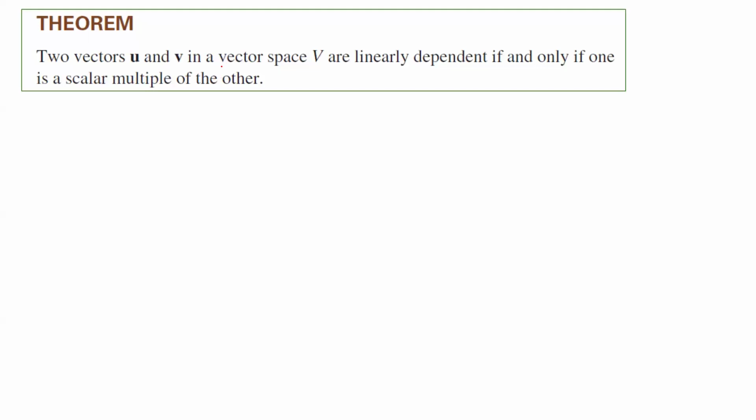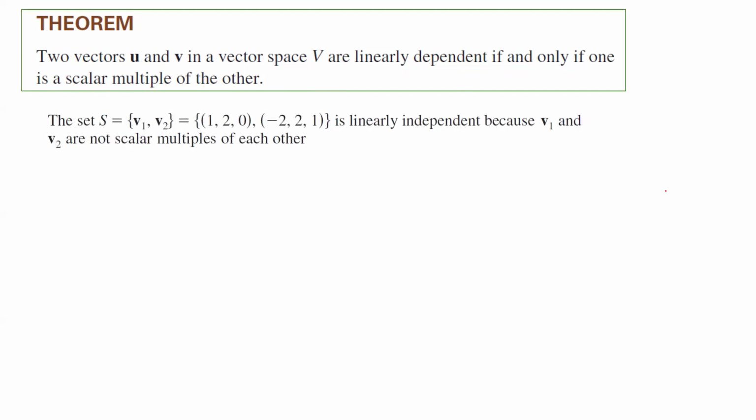Two vectors like u and v in a vector space V are linearly dependent if and only if one is a scalar multiple of the other one. It's a nice criterion for us, everybody. For example, consider these two vectors, (1, 2, 0) and (-2, 2, 1). These two vectors are linearly independent because v1 and v2 are not scalar multiples of each other. For example, you can do the division.